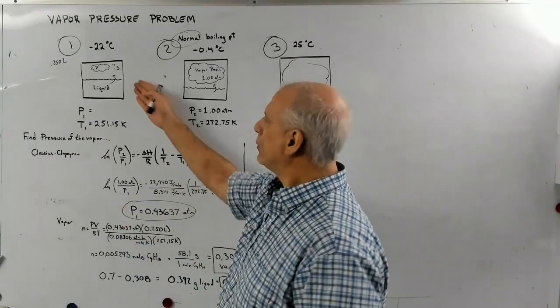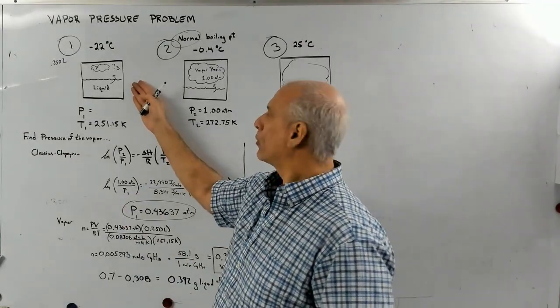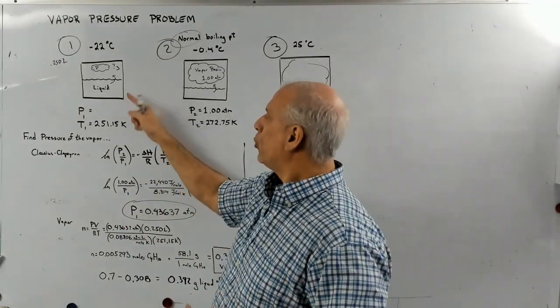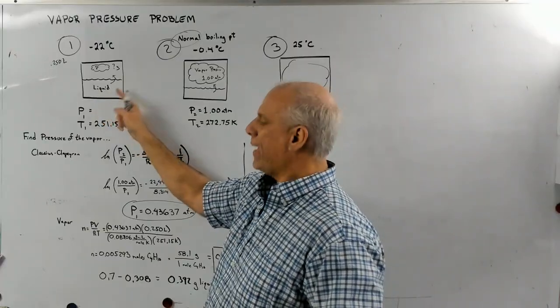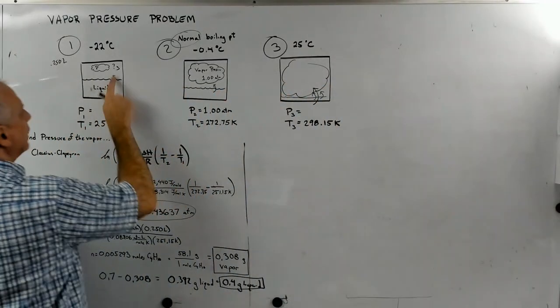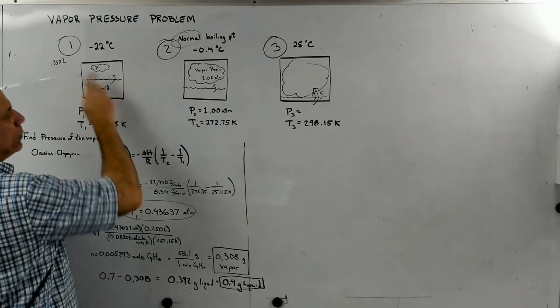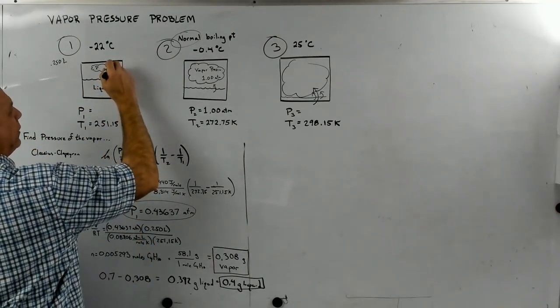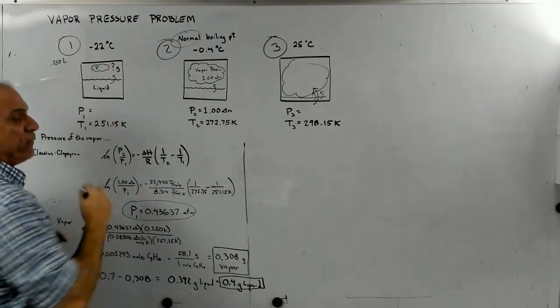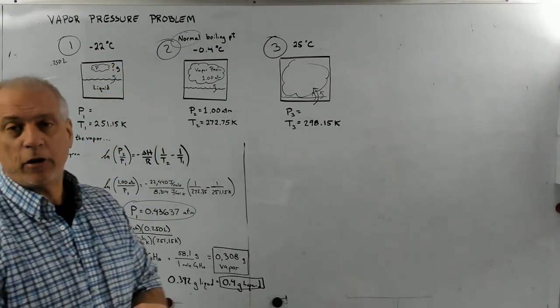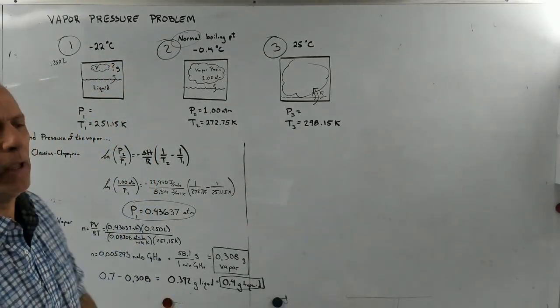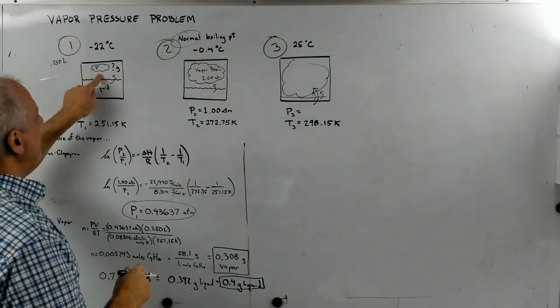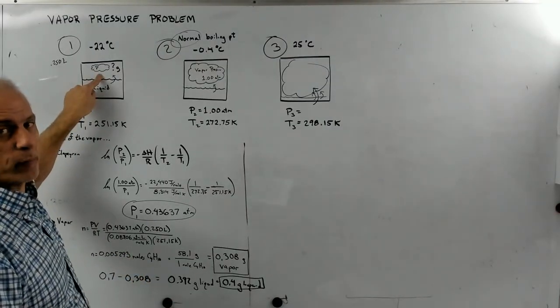So we have an enclosed system over here, 0.25 liters. We have some butane liquid, and some of this liquid is going to evaporate. The question is going to be how many grams of the liquid is going to evaporate. So we need to find the vapor pressure at this temperature.